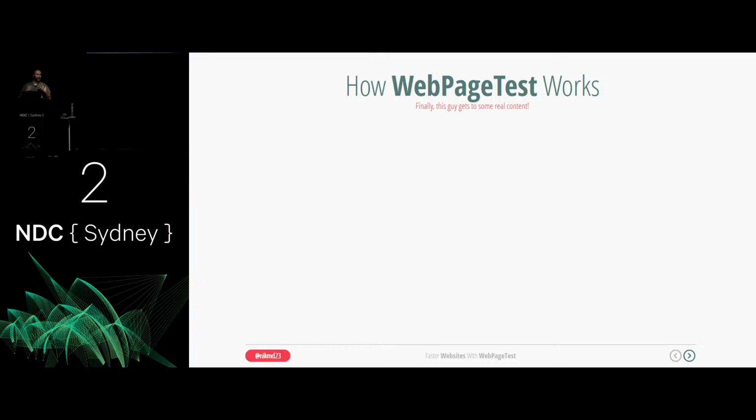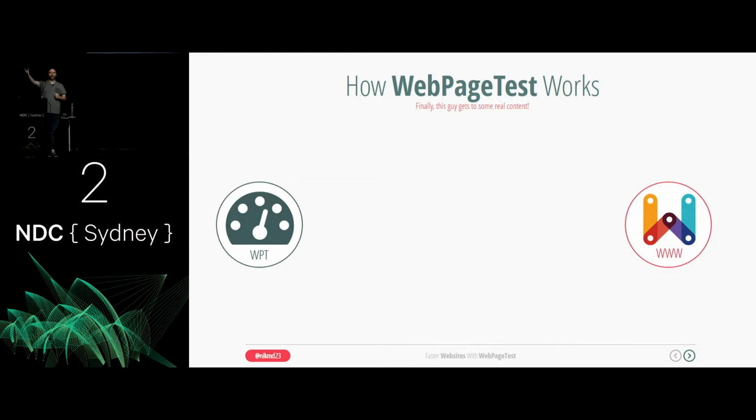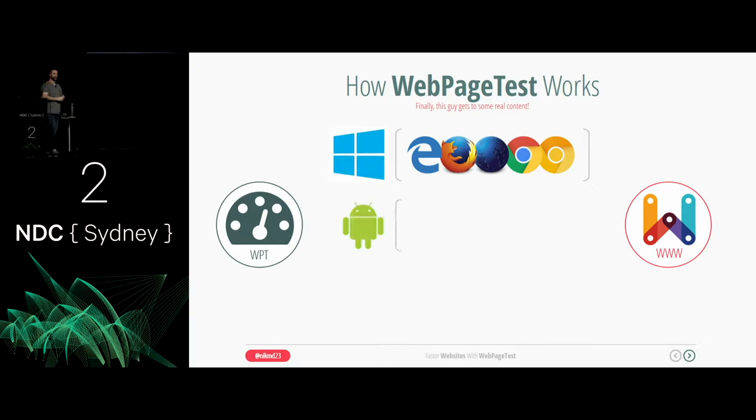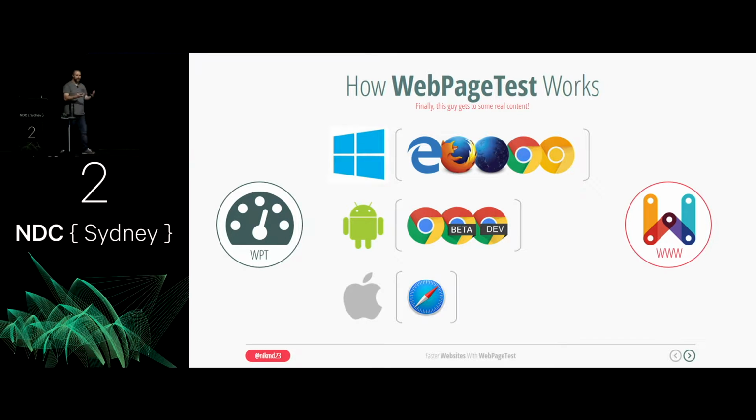So let's talk about how WebPageTest actually works. First of all, there's that interface that I just showed you. That's the first player in the game. The next thing is our website. That's my mascot website here. Now, in between those two is a bunch of different agents, is what WebPageTest calls them. These are boxes of all different operating systems, so Windows, Android, iOS, and then all the various browsers, not all of them, but most of the browsers that you would potentially want to be running on those platforms.